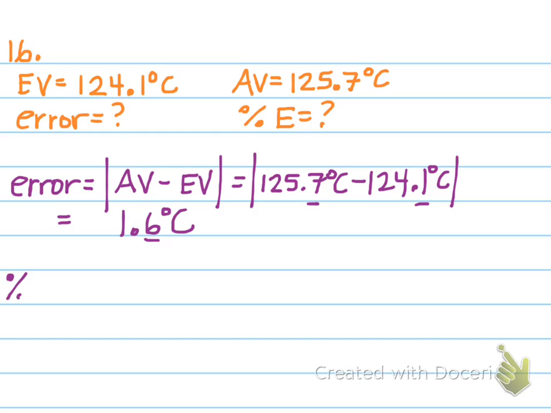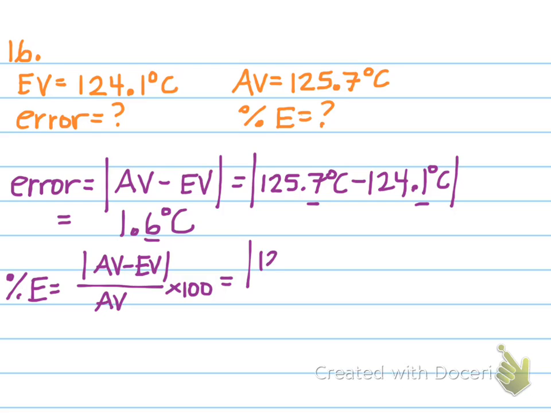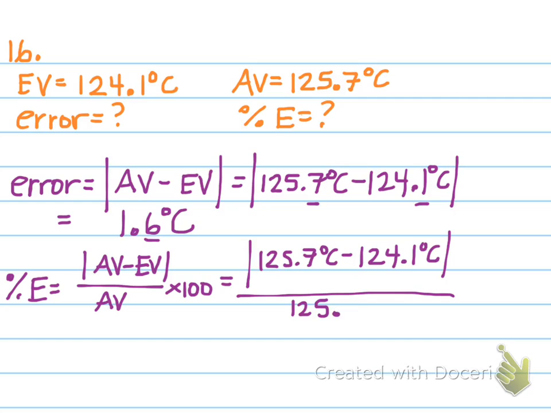Now to calculate percent error, it's the absolute value of the accepted minus the experimental divided by the accepted times 100. That's my equation. So I plug in again my numbers, which would be the 125.7 minus the 124.1 divided by my 125.7 and times 100.